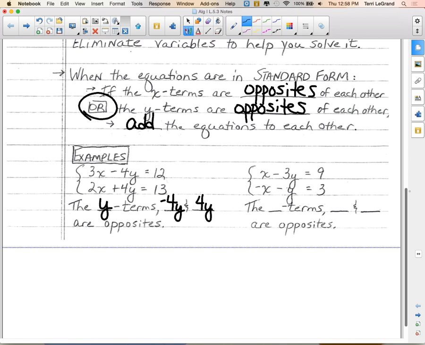Okay. Any opposite terms? Yeah, the x terms are, because this is really a positive 1x, right? There's an invisible 1 there, and the other one is a negative 1x, and positive 1 and negative 1 are opposites. So we would say, okay, since the x terms are opposites, when I add these equations together, the x term should eliminate, and I'll be solving for y first, and then I'll go back and worry about getting my x.